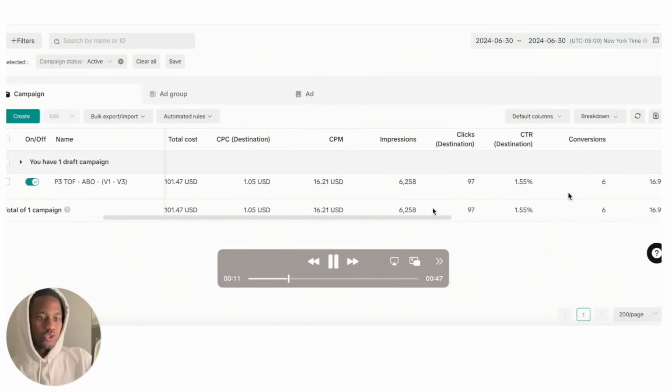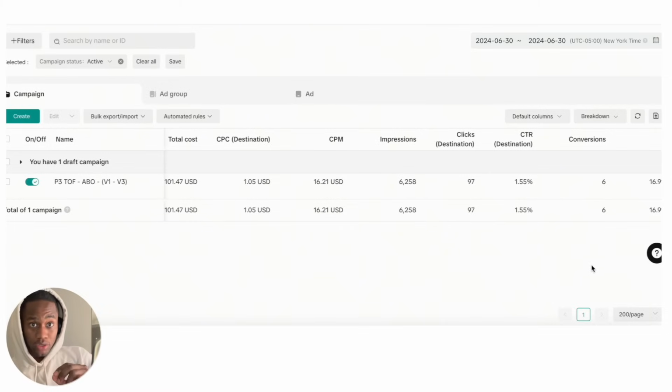Our click-through rate is 1.55%. And the most important thing, on day 1, we got 6 conversions, okay? 6. If you get 1 conversion on day 1, that's not great, okay? 1 conversion is pretty close to 0 conversions. What you want to do with 1 conversion is just give it another day, okay? You don't want to do any sort of scaling. You just want to give it another day.